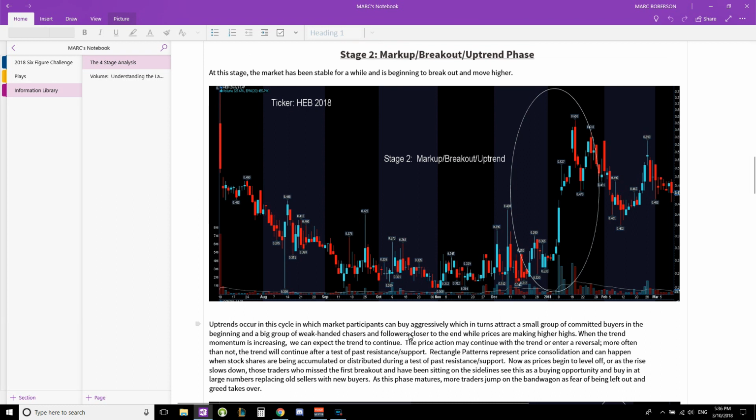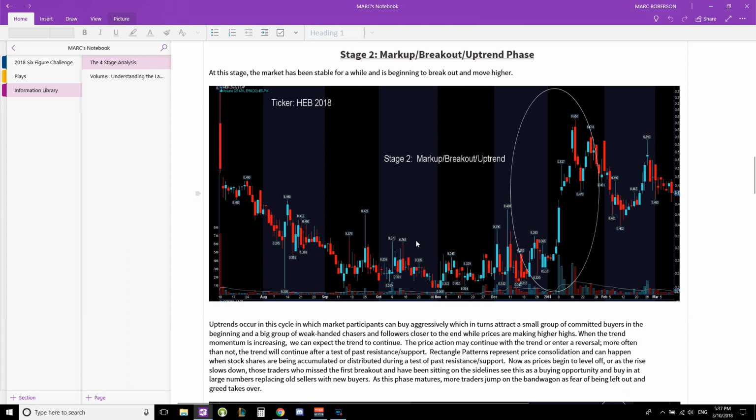So as you can see here, as it says for stage 2, uptrends occur in this cycle in which market participants can buy aggressively, which in turn attracts a small group of committed buyers in the beginning and a big group of weak-handed chasers and followers closer to the end, while prices are making higher highs. When the trend momentum is increasing, we can expect the trend to continue. The price action may continue with the trend or enter a reversal. More often than not, the trend will continue after a test of past resistance and support.